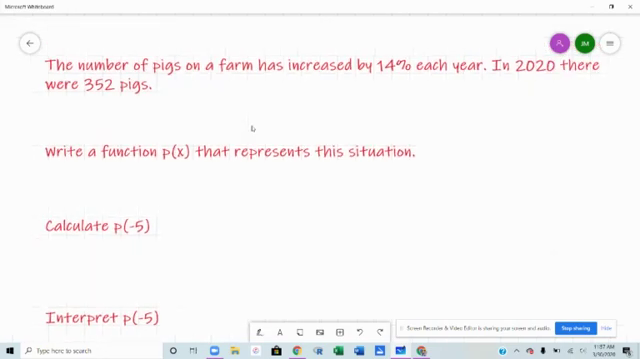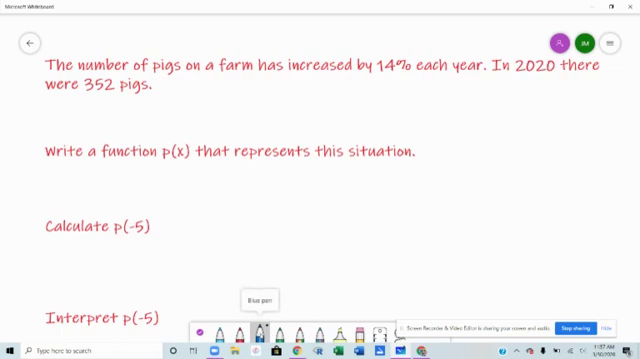All right, once again, pause the video so that you can get this copied down. Don't need this space here. Leave a gap. The number of pigs on a farm has increased by 14% each year. In 2020, there were 352 pigs. The first part we want to do is write our function p of x that represents the situation.